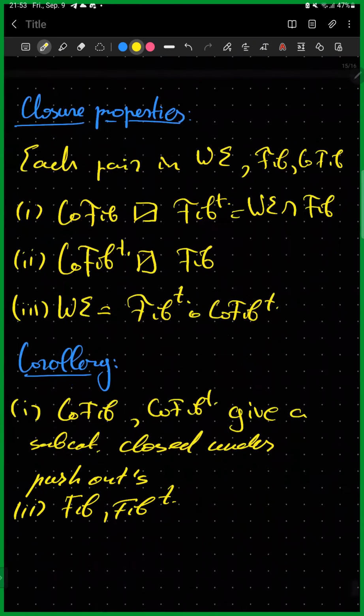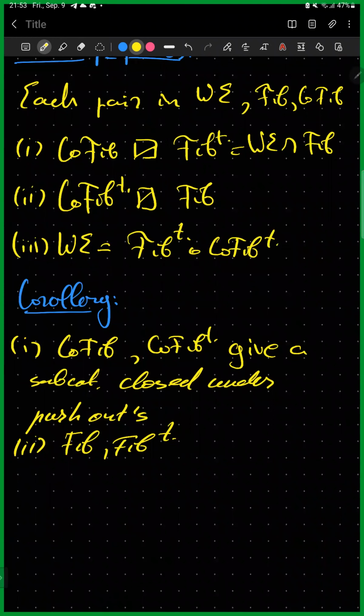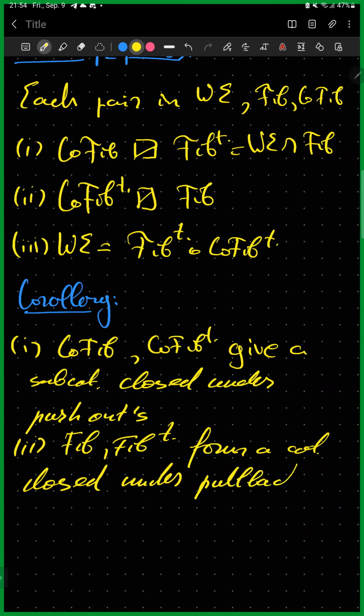Similarly, fibrations and trivial fibrations form a category closed under pullbacks. Okay, so let's prove the closure properties. They actually follow quite nicely from the factorization axiom.